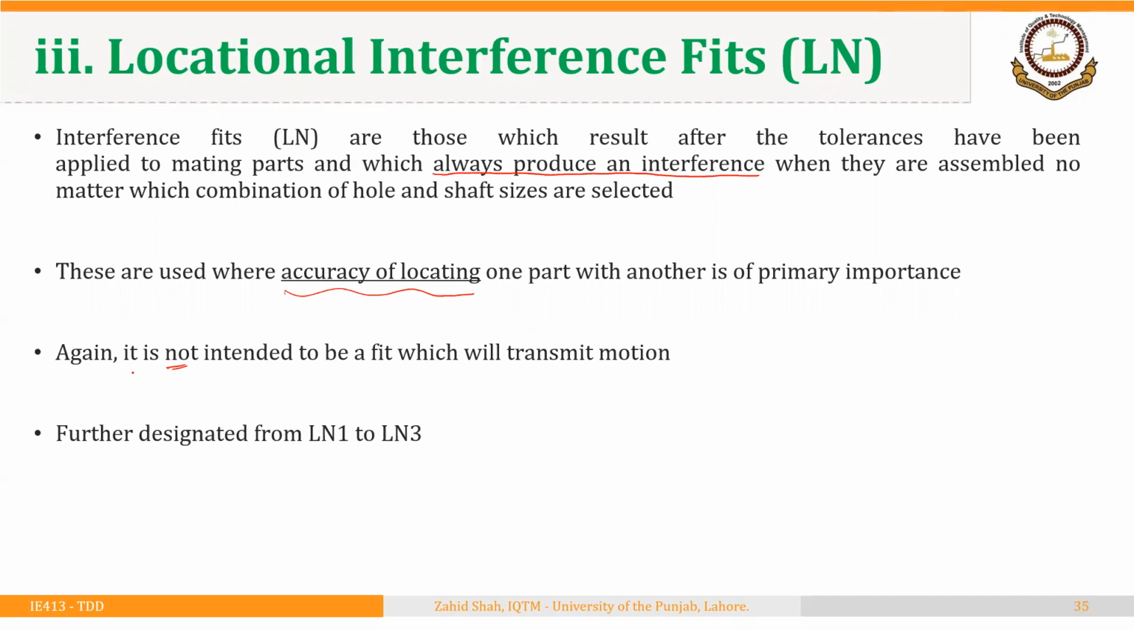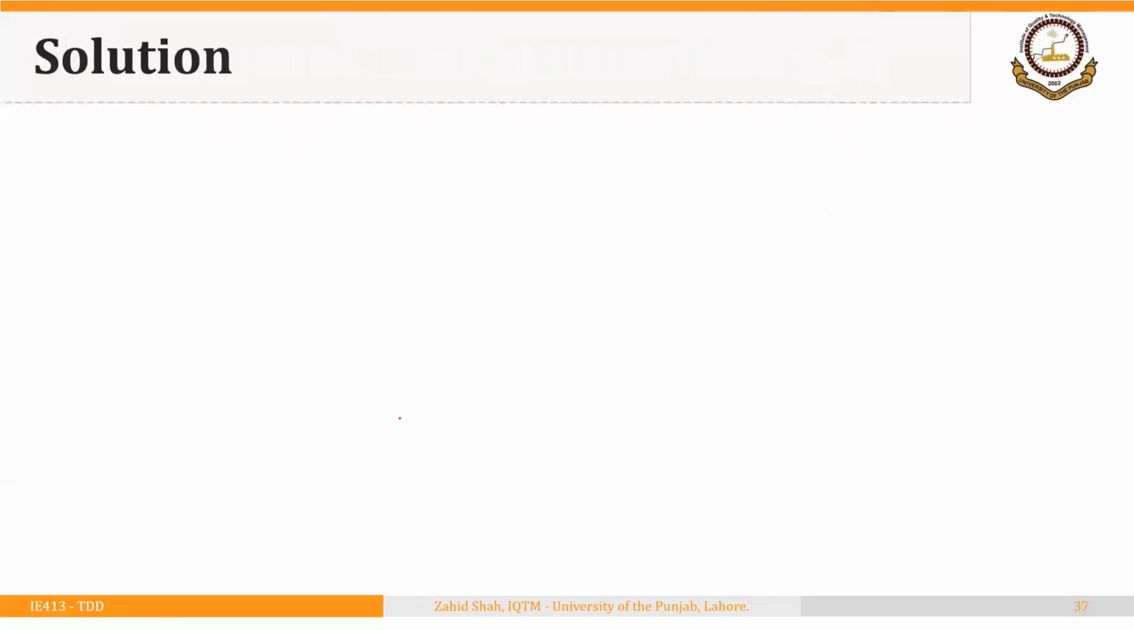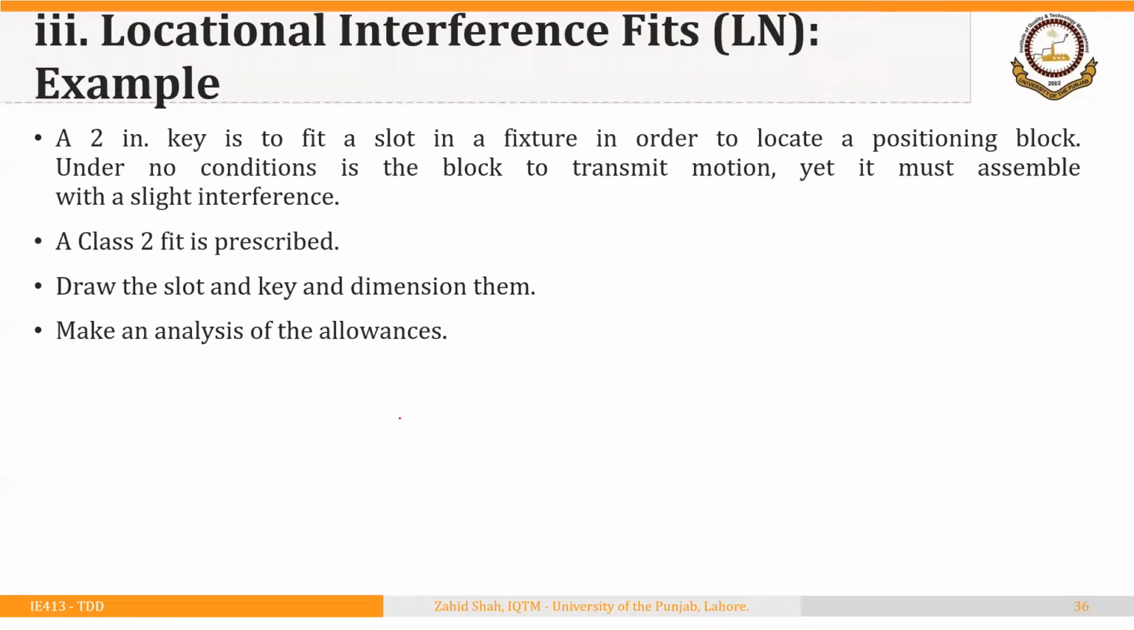Locational interference fits have three classes. They are designated from LN1 to LN3. So let's solve an example to illustrate the design of these fits. A 2-inch key is to fit a slot in a fixture in order to locate a positioning block. Under no conditions is the block to transmit motion, yet it must assemble with a slight interference. So that is the basic requirement.